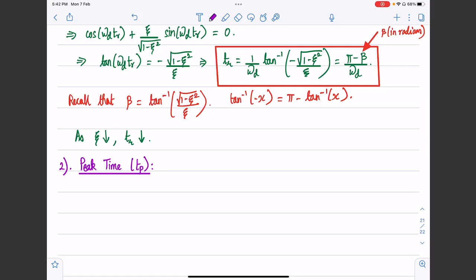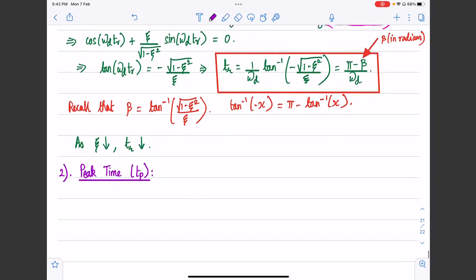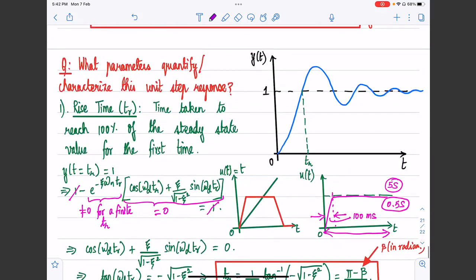Okay, I will explain the physics. I will tell you how to get the expressions, but you please get the expression. So what is this peak time? Peak time is the time taken by the output to reach the first peak of its overshoot. This is called the overshoot. So this is what is called the first overshoot.